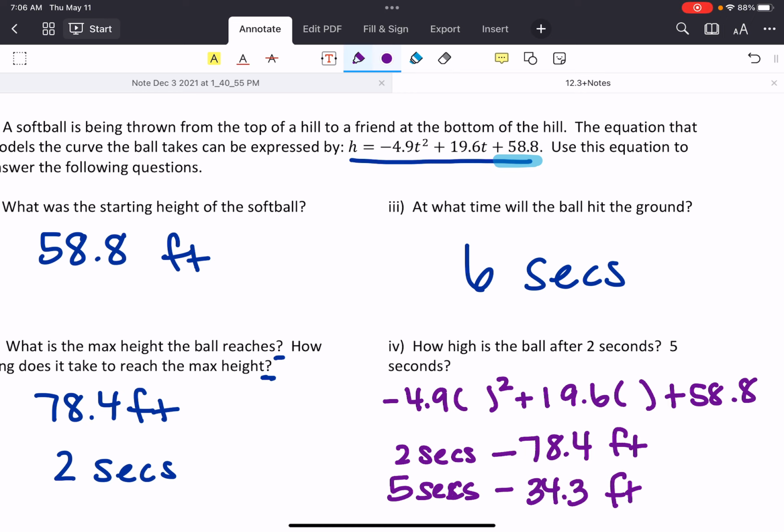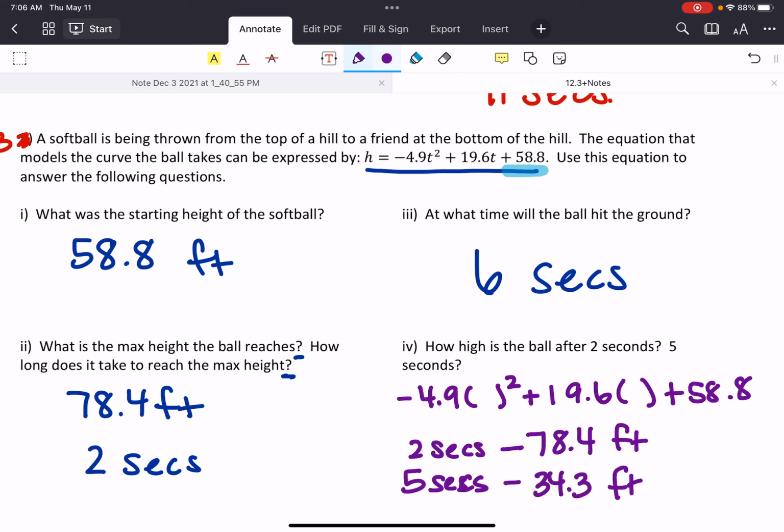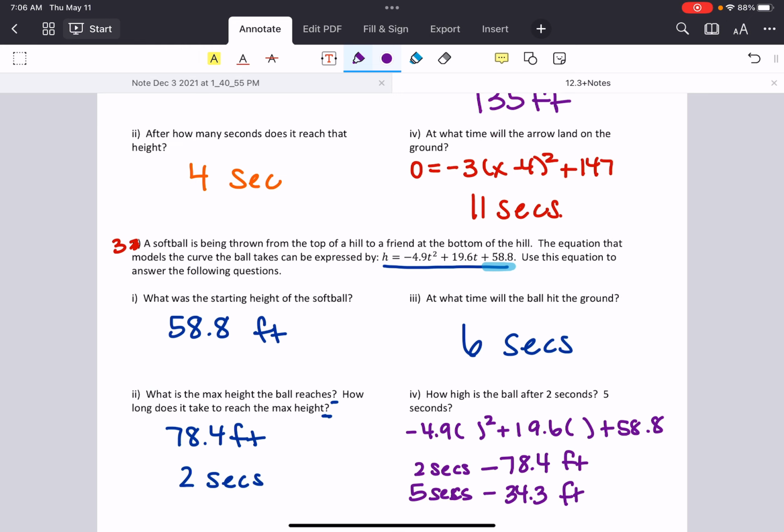Don't forget that you need to label your things. All right, once you have finished filling out these notes, you can go ahead and grab your homework.